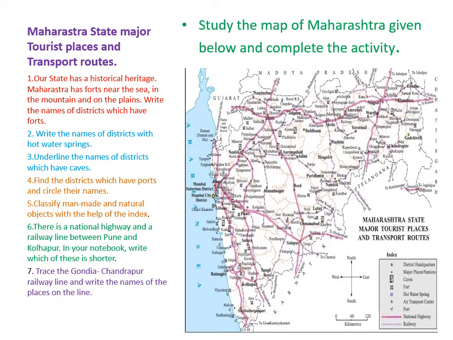Here, first the symbol is district headquarters. Then we have the major places situated in Maharashtra. Then here caves. Then here it is a fort, hot spring, air transport, port, national highway and railway. The pink lines that you can see all over the map show the national highways in Maharashtra. And the dotted lines, can you see these dotted lines? Yes, they show us the railway lines of Maharashtra.